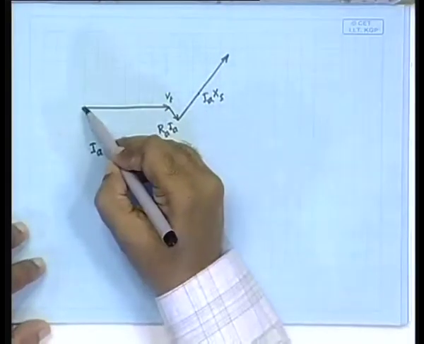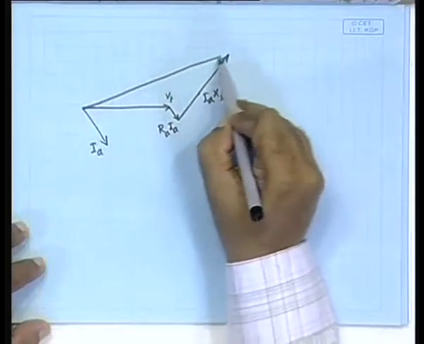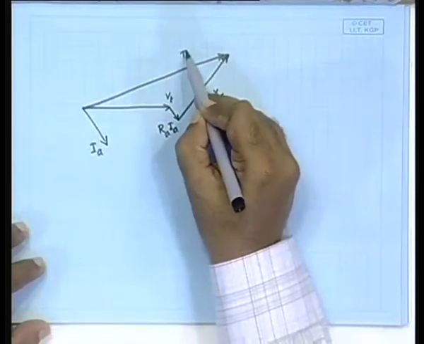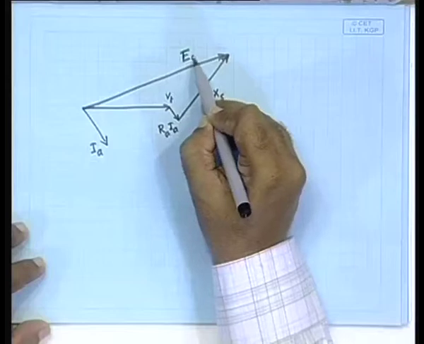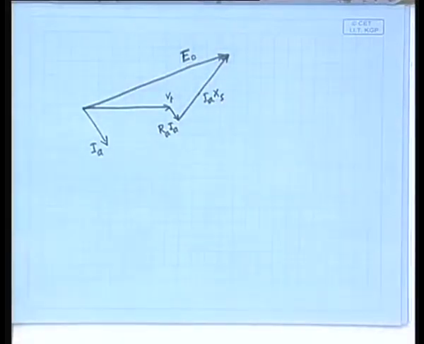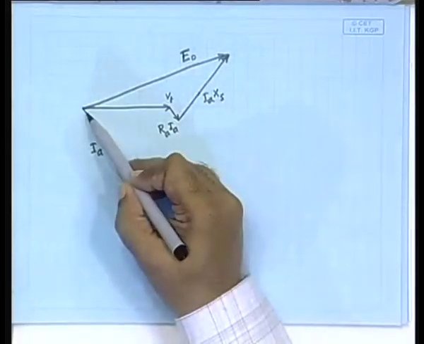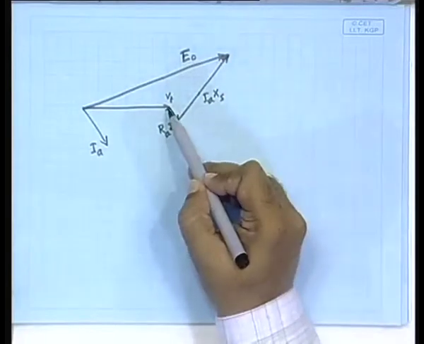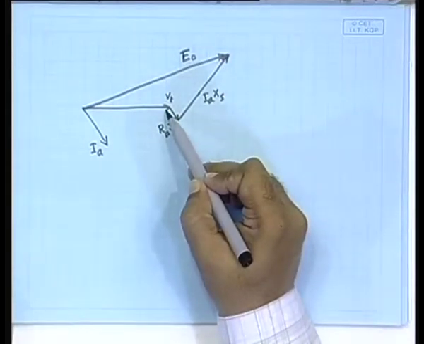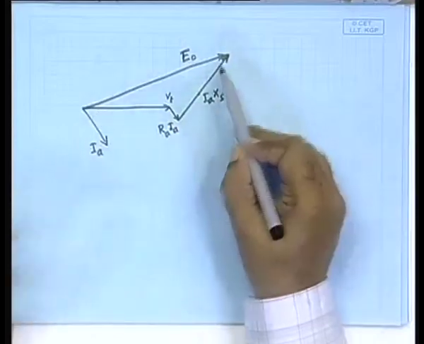So, this will be the... you can easily see that the generated voltage will be larger than the terminal voltage. And what is the generated voltage?